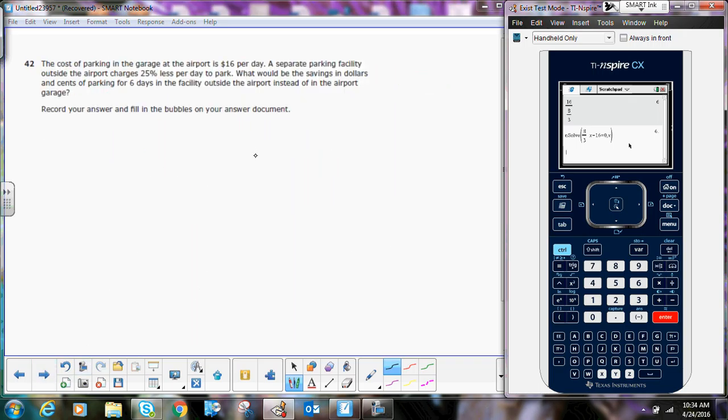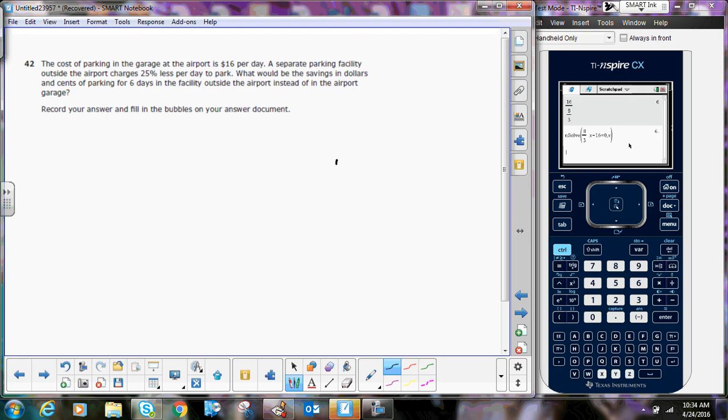Now 42. The cost of parking in the garage at the airport is $16. So $16 per day. I'm gonna write all the information. So this is very important information. I tell my student always, please use a highlighter. So we're gonna highlight. Separate parking facility outside of the airport charge 25% less per day to park.